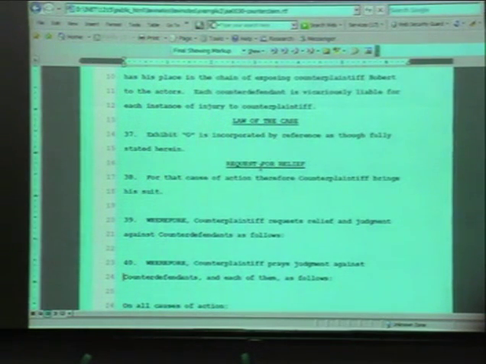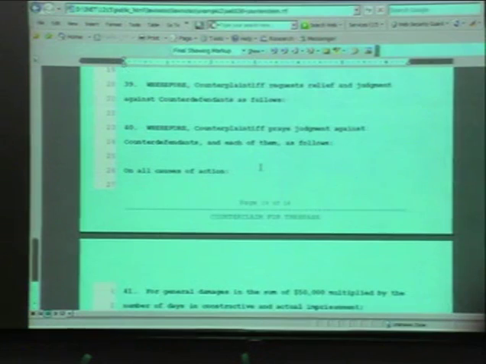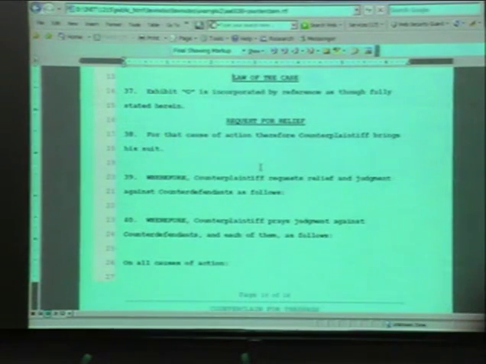Okay, and then after you put the law of the case in, you put in a request for relief. You have to tell the court what you want. So in this case, in the request for relief: judgment against the counter defendants as follows. Counter plaintiff prays judgment against counter defendants, each of them, as follows. That's an error there. That paragraph got repeated twice. Shouldn't have.